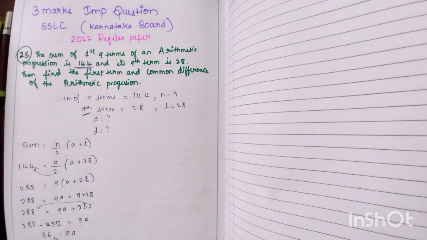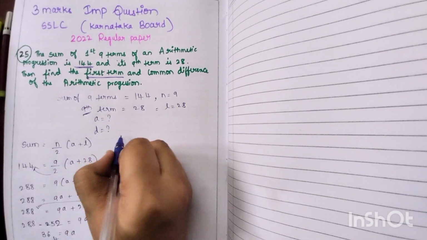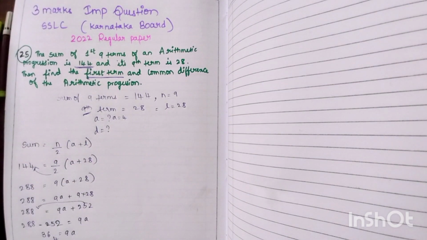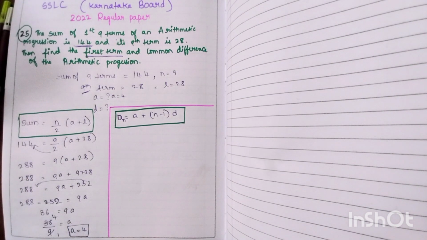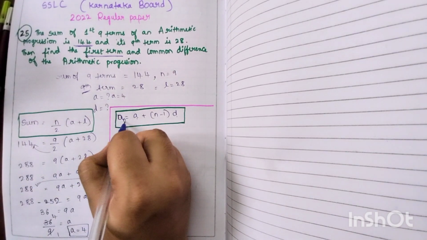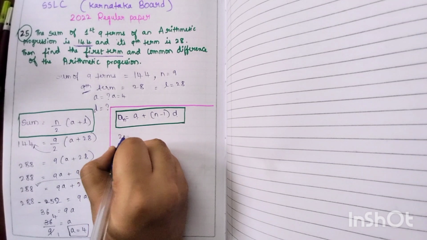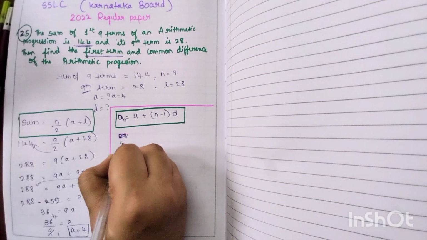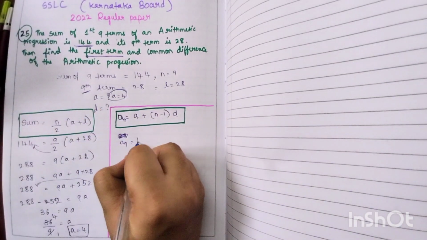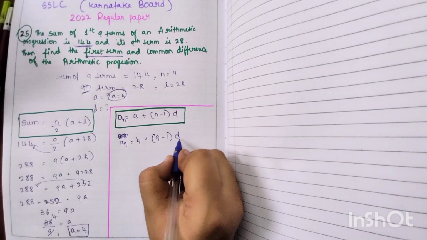Now we got A, so the first part of the question is done. Then the second part, we have to find D. Now A is equal to 4. Now what is D? That we have to find. So this is another formula, so that we can substitute A and find D. So now what is the nth term? The ninth term is nothing but 28, right? So you can write it as A9 is equal to A, which we have got here, that is 4, plus (n minus 1) into D. We don't know D, that is what we have to find.